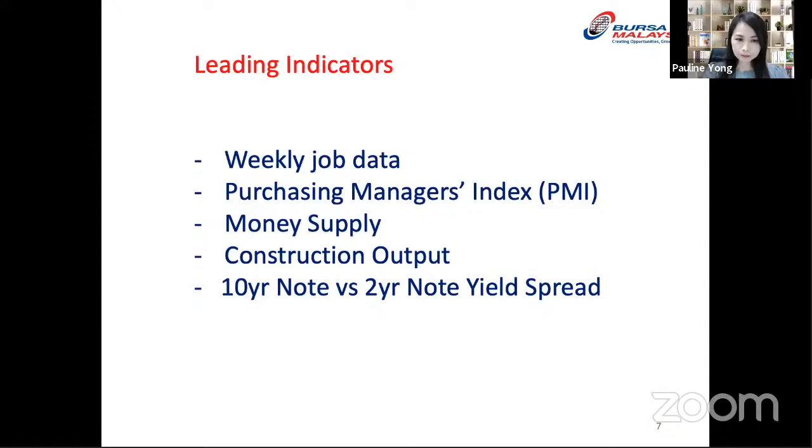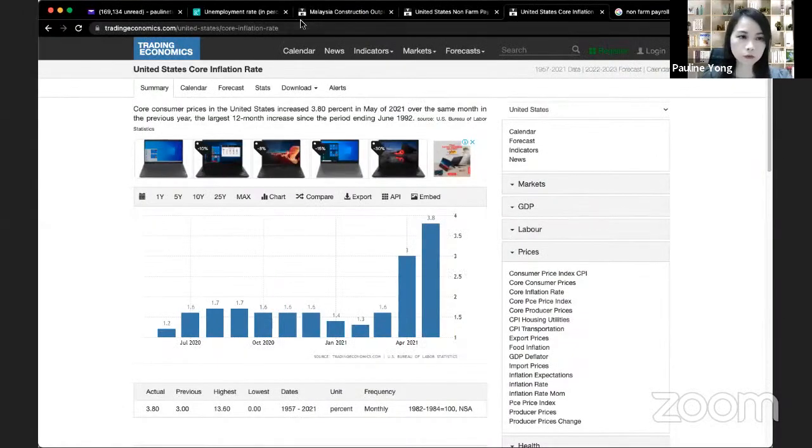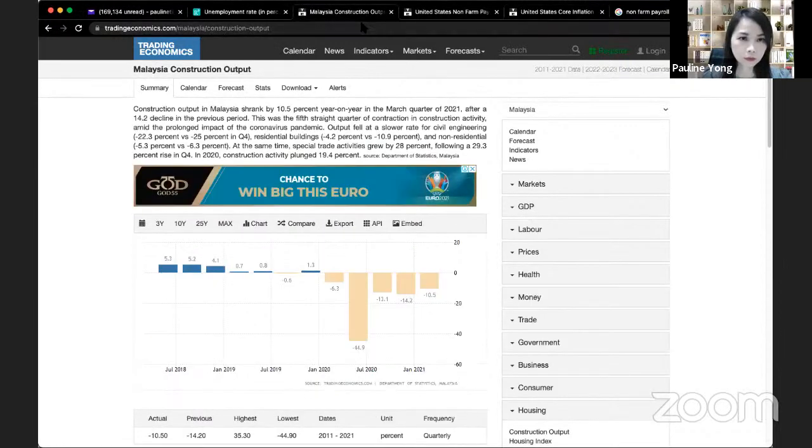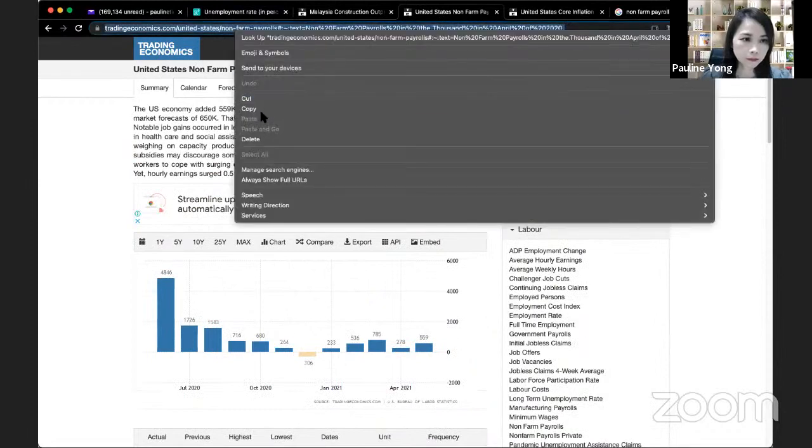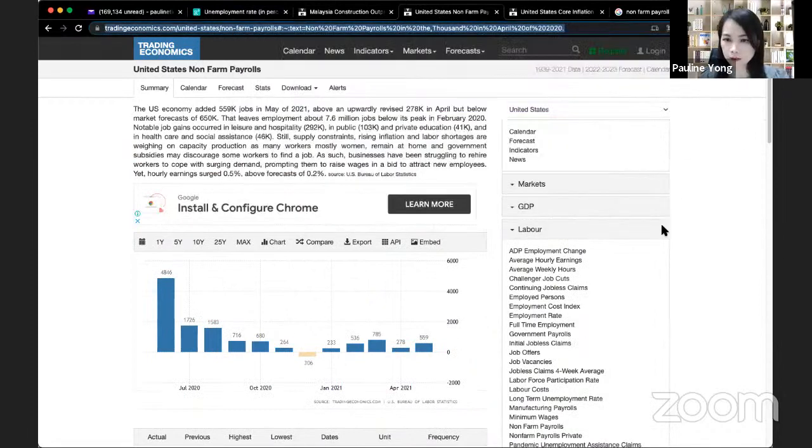So let me show you where we get all those economic data. I will share with you certain websites which are the places where I do my research. The first one is called Trading Economics. Let me copy it and put it in the chat here, so that you can have this link as well. This is tradingeconomics.com, and over here I'm looking at the US non-farm payrolls.